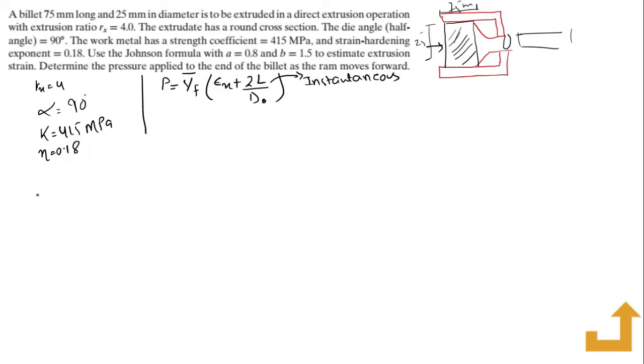First and foremost, we will find out the strain. We have the extrusion ratio, so we'll just directly determine the strain. The true strain in this case is equals to ln of Rx, so that is equals to ln 4.0, which is equals to 1.3863. So this is the value of the true strain.